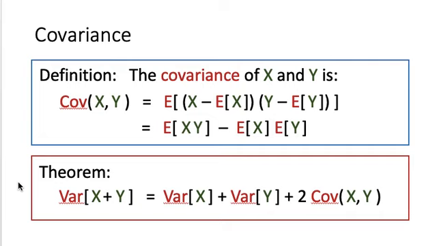Now the covariance will explain why we do not have linearity of variance. So this is the theorem: variance of X plus Y is equal to variance of X plus the variance of Y plus this extra term, 2 times the covariance of X,Y. So let's see why this theorem is true.